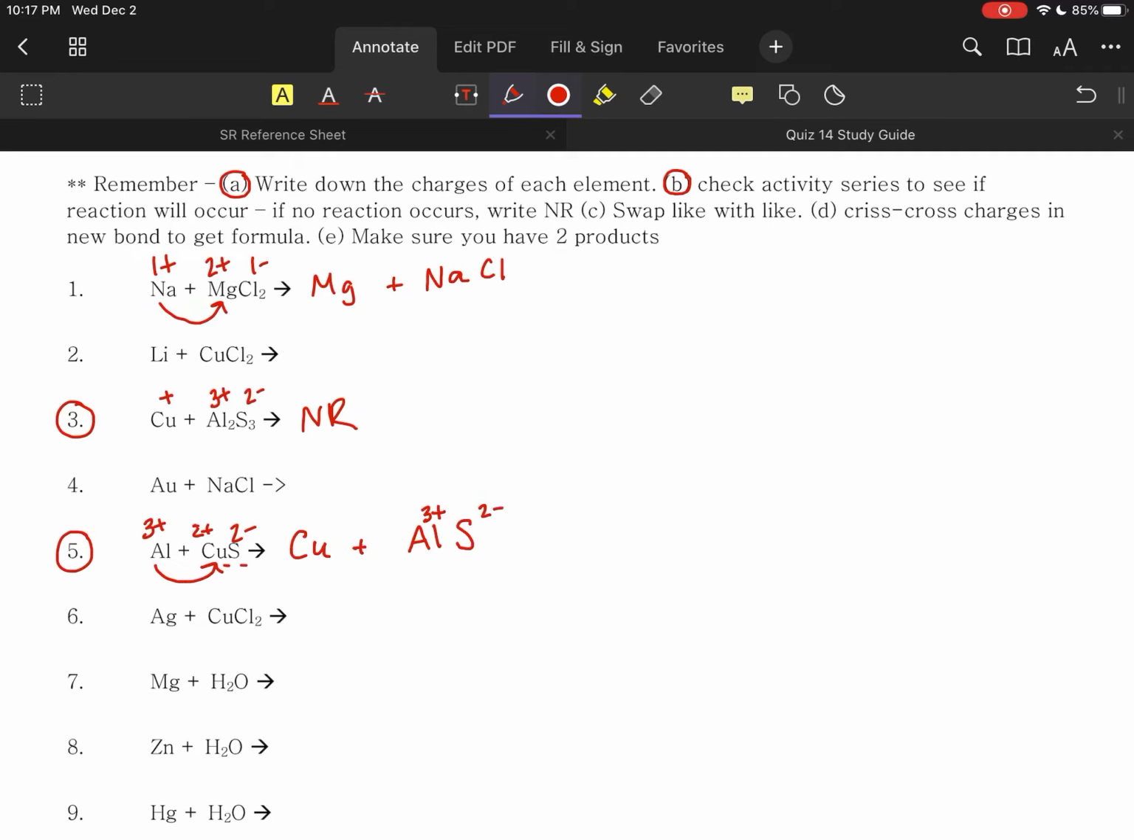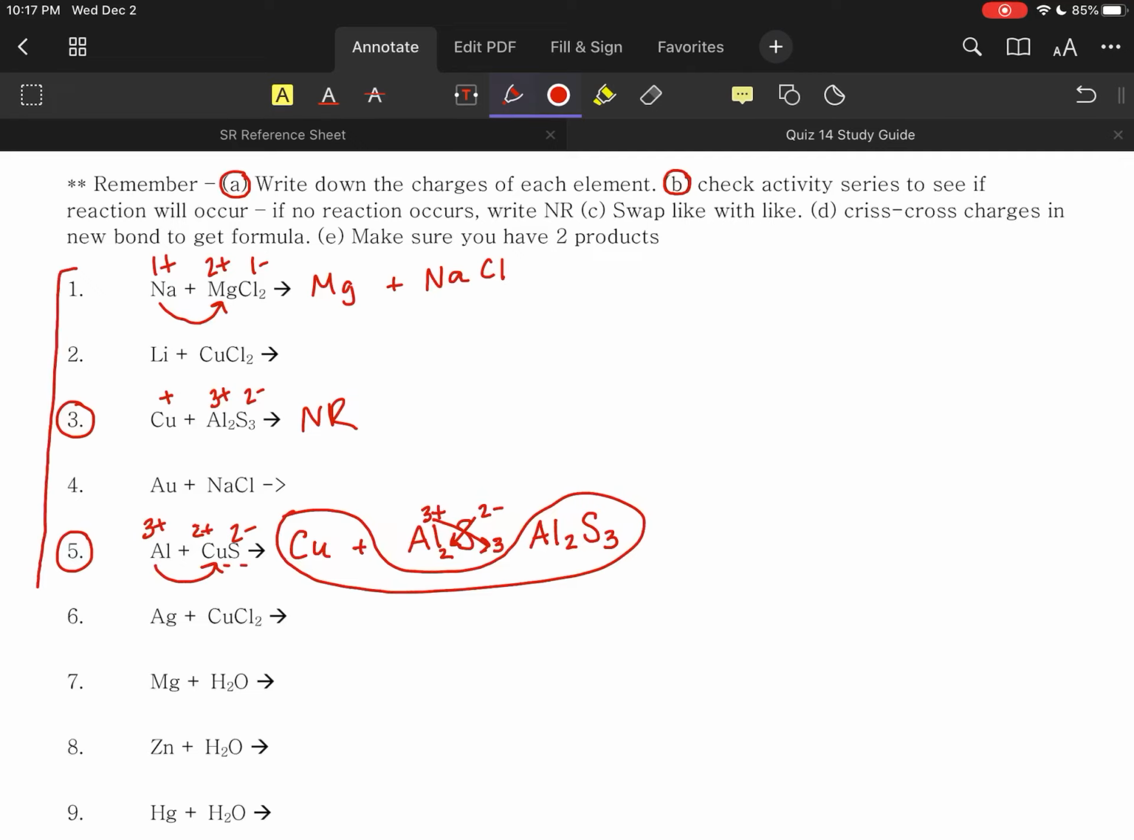Now when these crisscross, that means the 2 is going to come down here, and the 3 is going to come down here. So I'm left with Al2S3. So my answer is this right here. Okay, so all of these are rule number 1. I'm just replacing a metal with another metal.